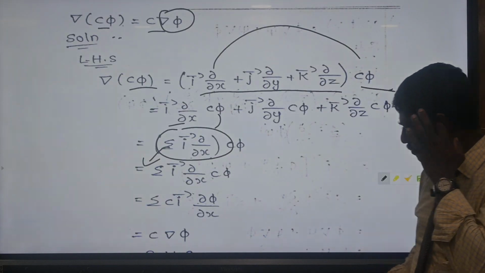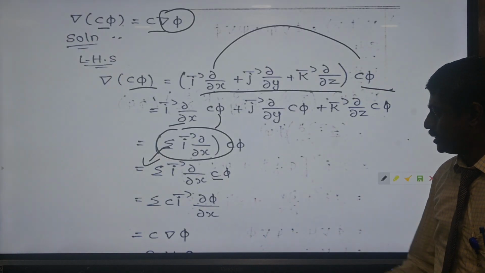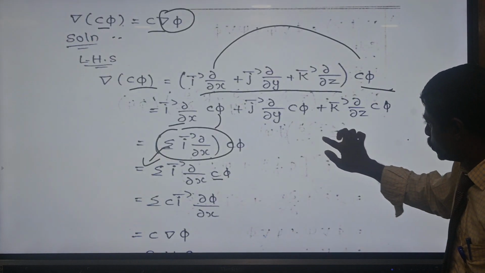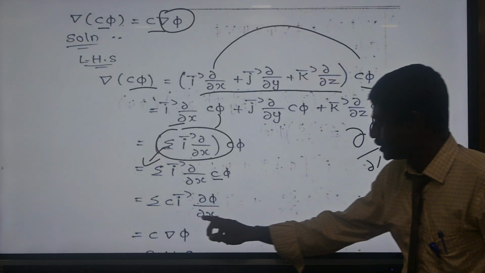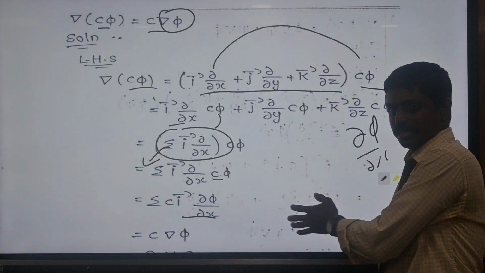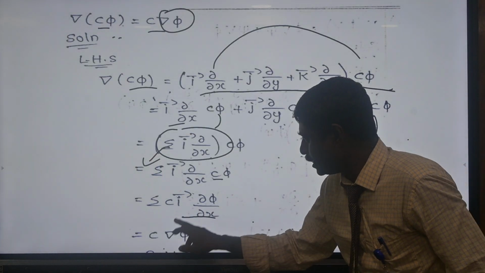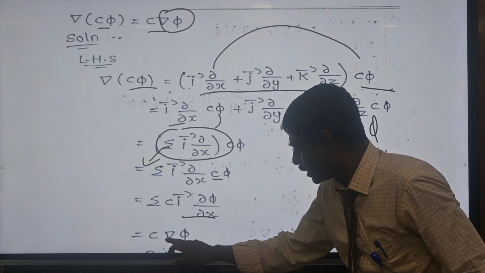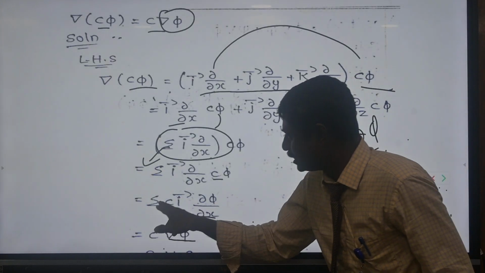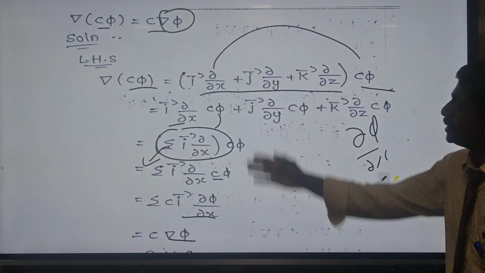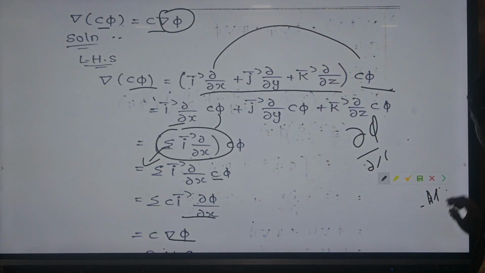When you differentiate, c is a constant, so you can write c dou pi by dou x. Similarly for y, similarly for z. Therefore c summation of i dou by dou x, you can write it as del pi. Here I missed j and k. Instead of that I just write summation of i vector dou by dou. Hence the RHS result is proved.